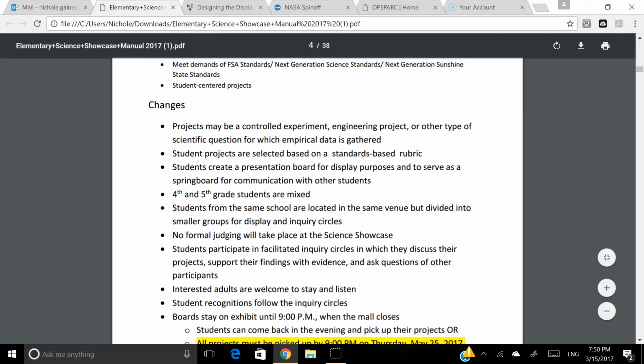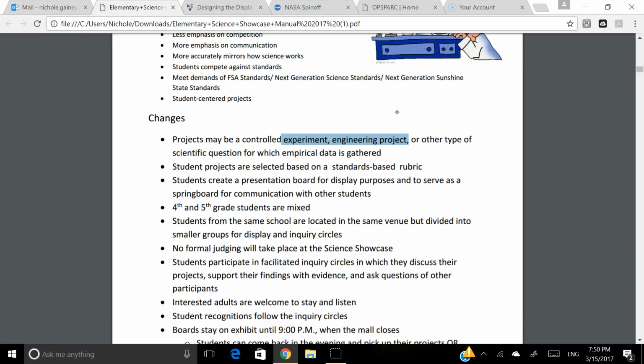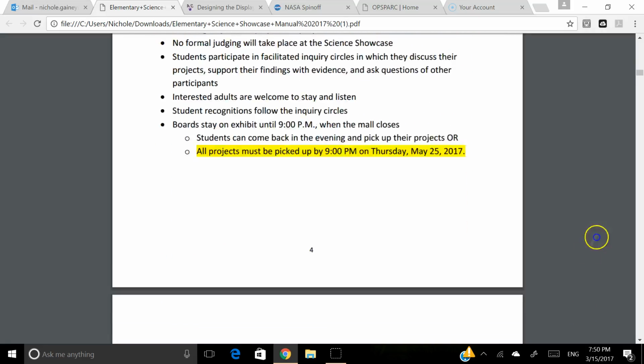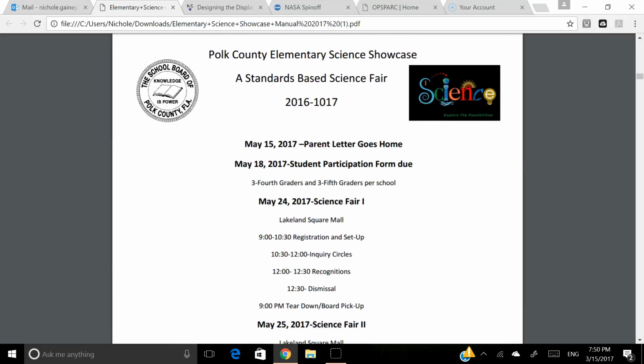Again, the projects can be an experiment, the traditional science fair type experiment, and it can also be an engineering project. So there are options here. There are options. The showcase is in May, and you can see here that it will be taking place May 24th and May 25th.